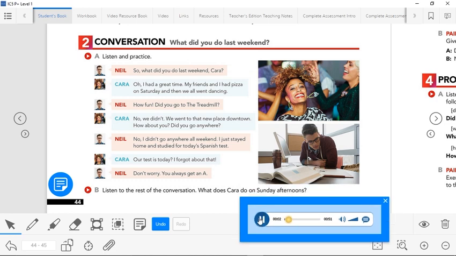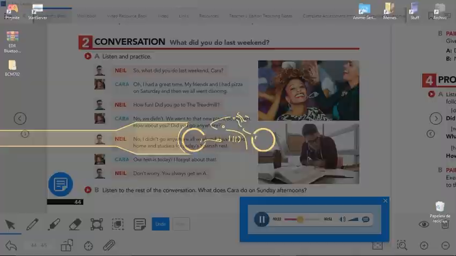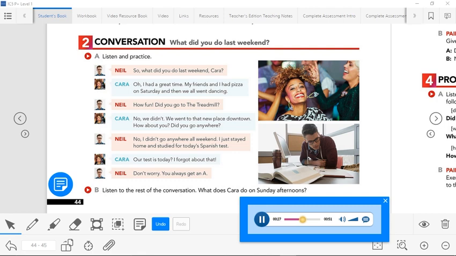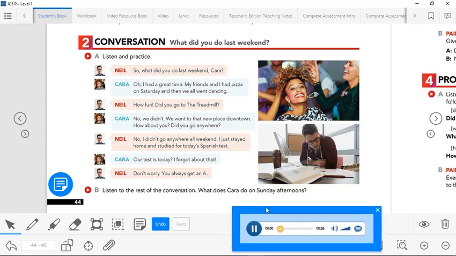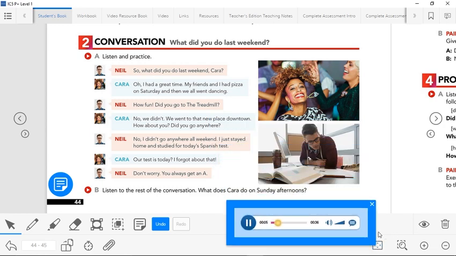Unit 7. We went dancing. Page 44. Exercise 2. Conversation. What did you do last weekend? Part A. Listen and practice. So what did you do last weekend, Kara? Oh, I had a great time. My friends and I had pizza on Saturday, and then we all went dancing. How fun! Did you go to the treadmill? No, we didn't. We went to that new place downtown. How about you? Did you go anywhere? No, I didn't go anywhere all weekend. I just stayed home and studied for today's Spanish test. Our test is today? I forgot about that. Don't worry, you always get an A. Page 44. Exercise 2. Part B. Listen to the rest of the conversation. What does Kara do on Sunday afternoons?